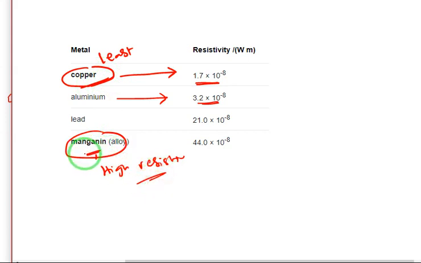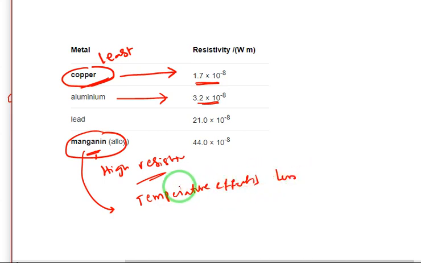One more important point regarding manganese is that it is affected least by temperature. Temperature effect is negligible. What does it mean? If temperature varies, the resistance variation also will be very, very less. If temperature increases, resistance variation is there, but very, very less. Very important point. So manganese is a high resistivity material, copper is a least resistivity material.